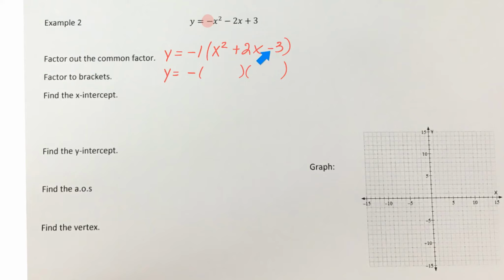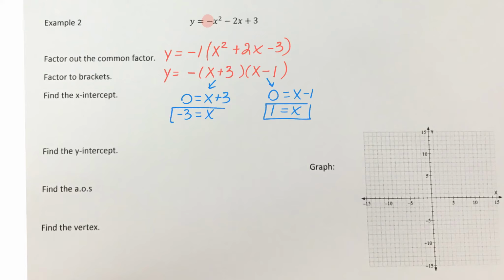So what multiplies to negative 3 and adds to 2? So (x + 3)(x - 1). All right, find the x-intercepts. Again, all we're going to do is replace our y. We're going to sub in a 0 for y and make that equal to each of our brackets. Solve for x. So we have x = -3 and x = 1 if we rearrange. There are your x-intercepts.